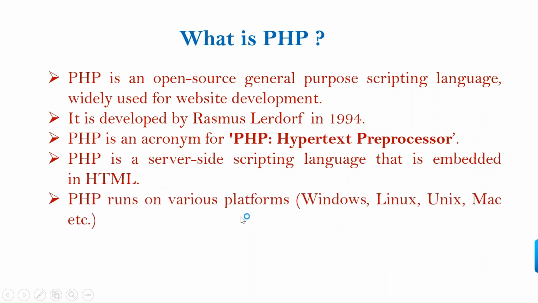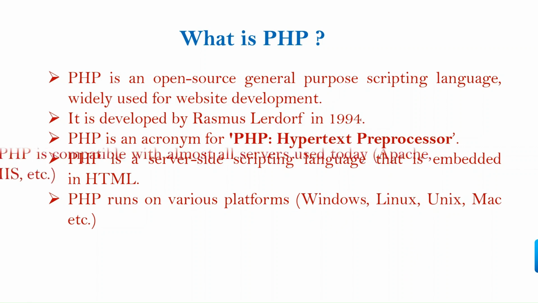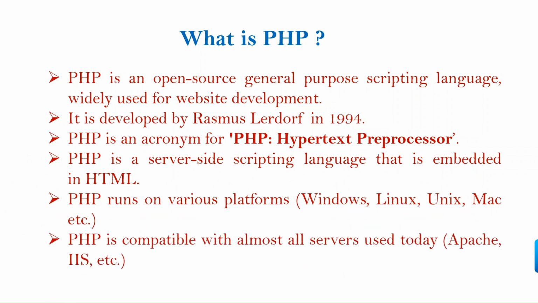Now, PHP runs on various platforms. It could be Windows, Linux, Unix, Mac, or any other operating system, and we get the same output. That is why it is called platform independent. PHP is compatible with almost all servers used today, like Apache, IIS, or the XAMPP server, or we have separate PHP servers for the respective editors when we do programming. So we can use any type of web server in order to execute PHP applications.